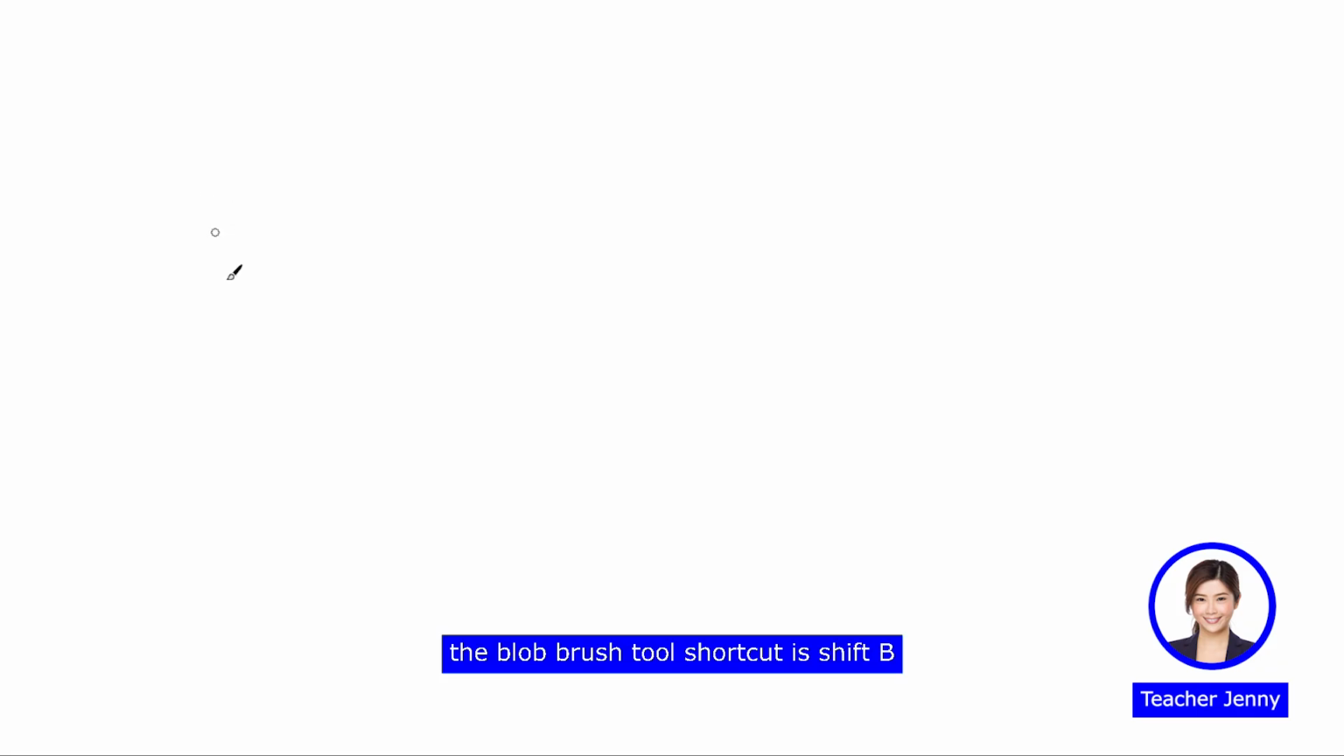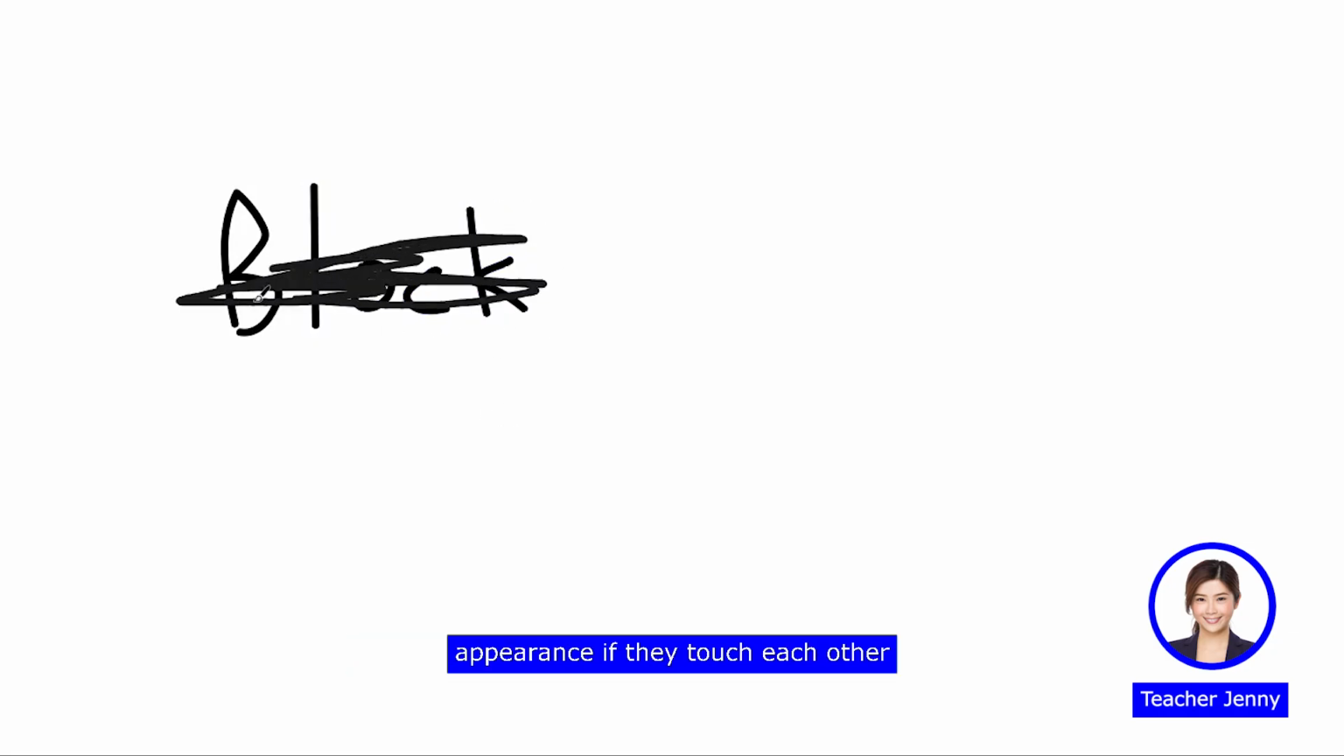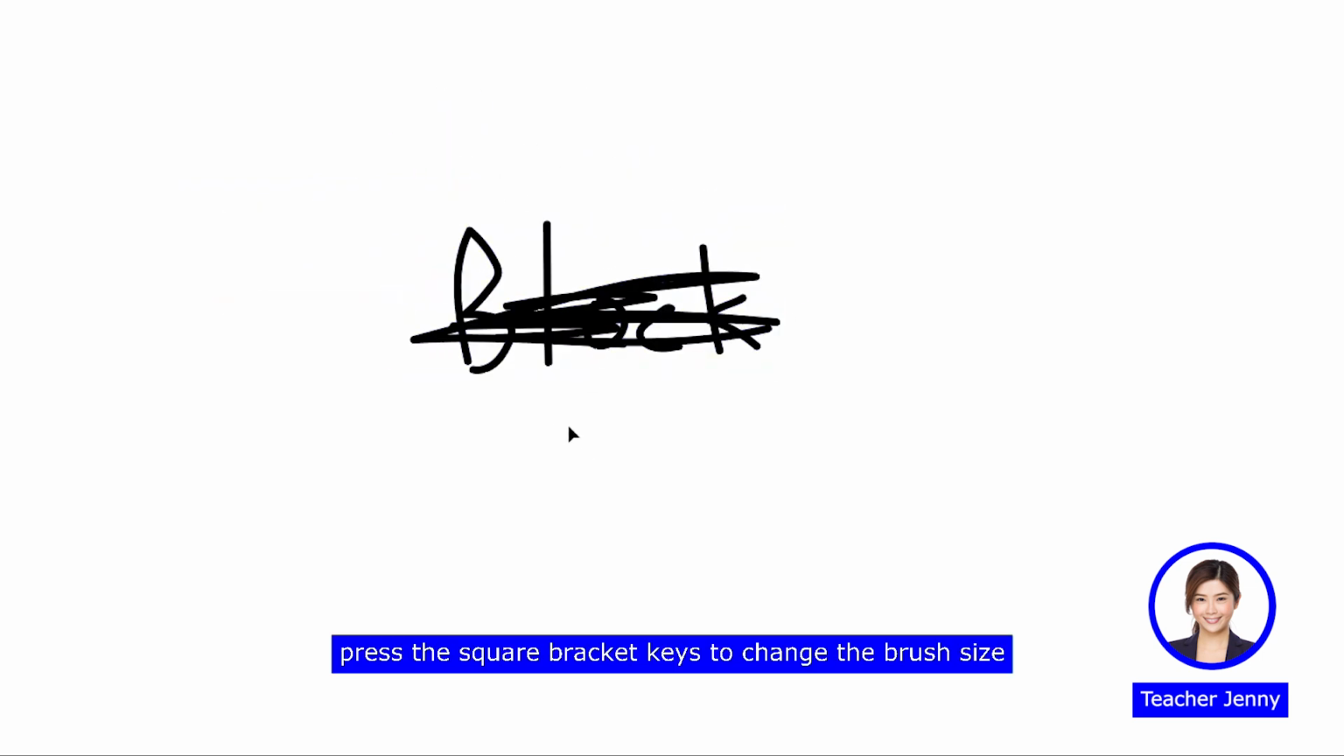The Blob Brush tool, shortcut is Shift-B. Click and drag to create a filled, compound path. New paths will merge with existing ones of the same appearance if they touch each other. Press the square bracket keys to change the brush size.